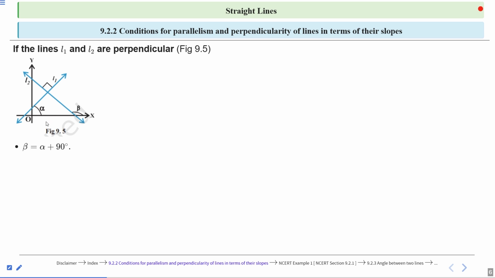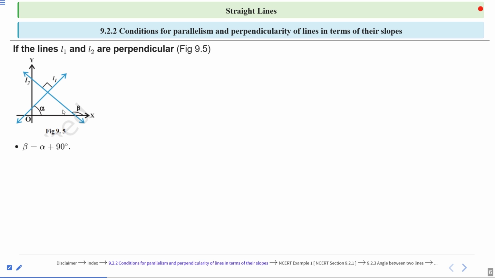So from here you get the angle beta. Beta is equal to alpha plus 90 degrees, where alpha is the inclination of the line L1 and beta is the inclination of the line L2. Why? Because you can see here this angle is alpha, and this angle is 90 degrees.